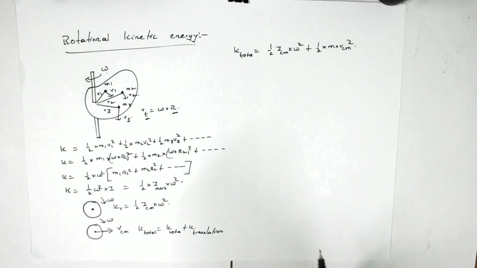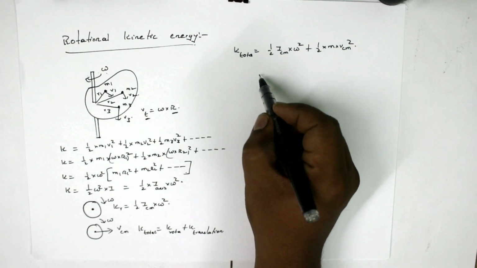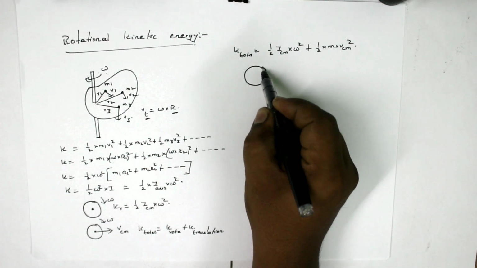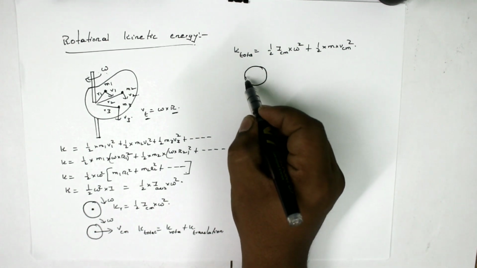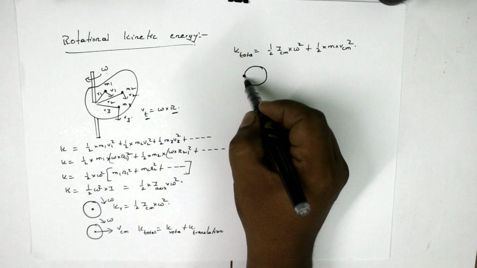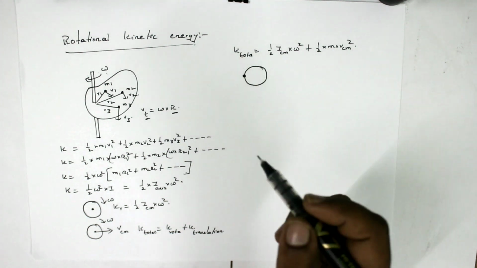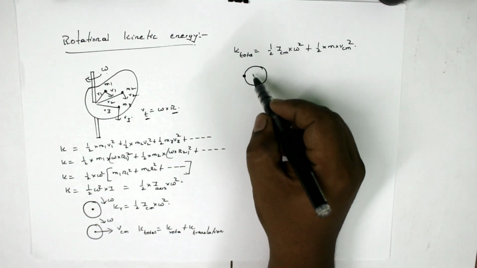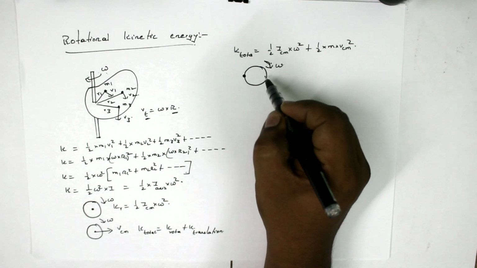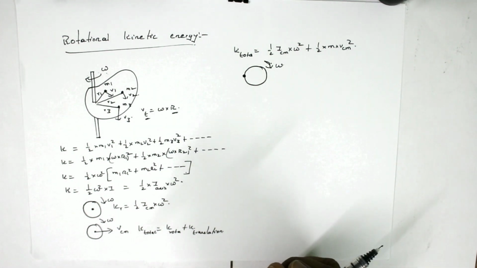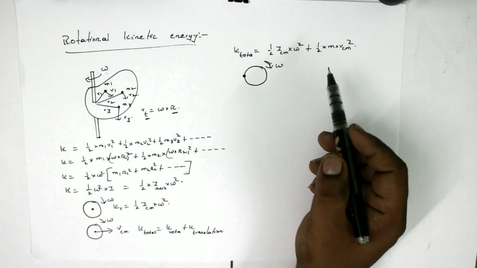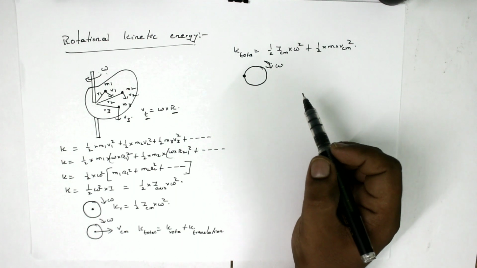Now if I consider this situation, if I take an axis here which is perpendicular to the plane of this paper, and this disk is rotating with an angular velocity of omega around this axis. Now how can I consider this? Can I consider the same equation, or a different condition? That we will discuss.